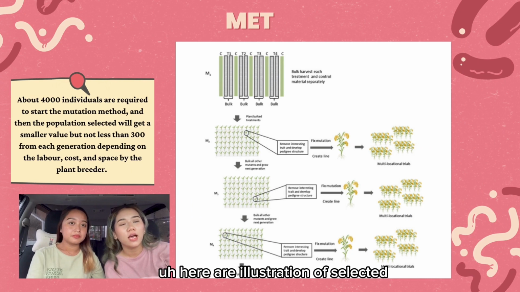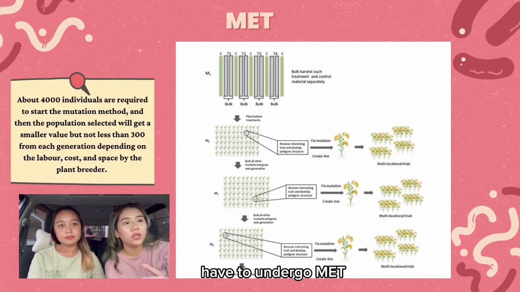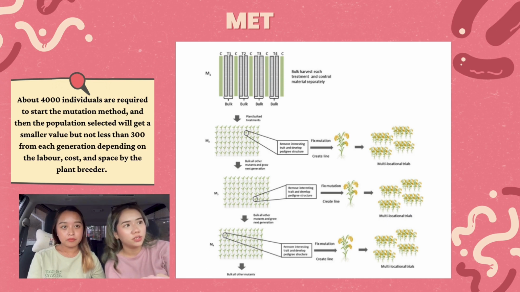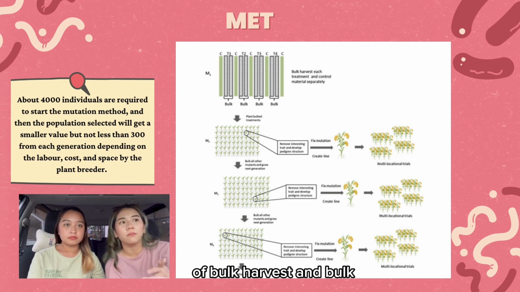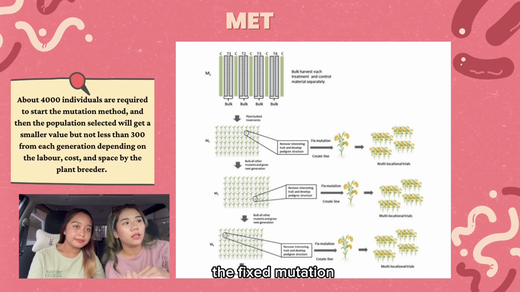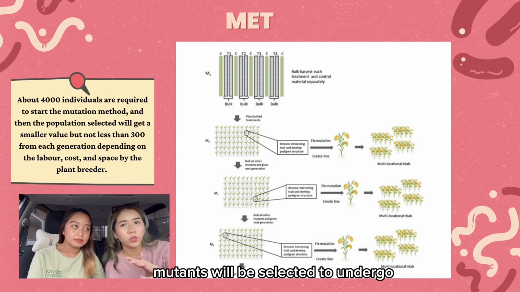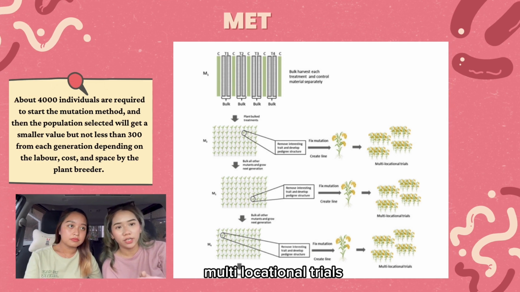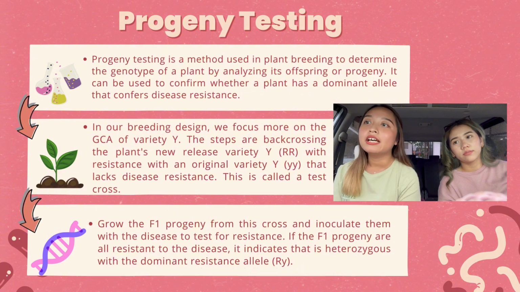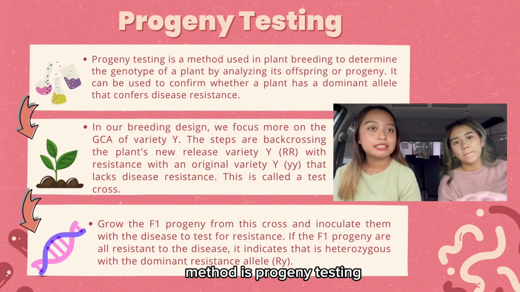In this slide, here is an illustration of selected mutants that have to undergo MET. There are 3 generations of bulk harvest and bulk plantation of mutants. In each generation, the fixed mutants will be selected to undergo multi-locational trials. So after undergoing the MET method, the next method is progeny testing.